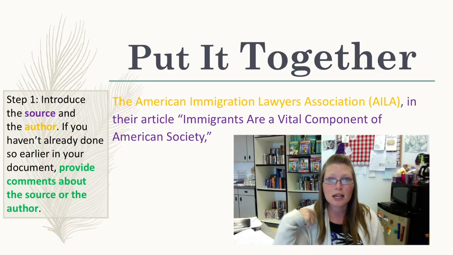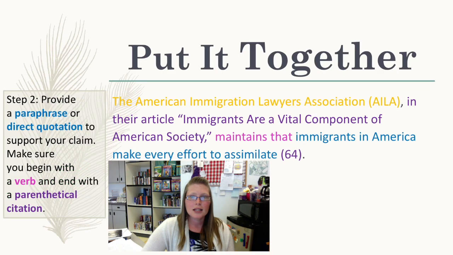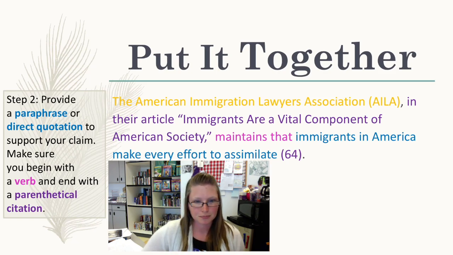If it's an article, say an article. If it's a short story, say it's a short story. If it's a poem, say it's a poem. So identify the genre of the text that you're pulling from. And then the second step is to paraphrase or quote, and they included a verb and a parenthetical citation.